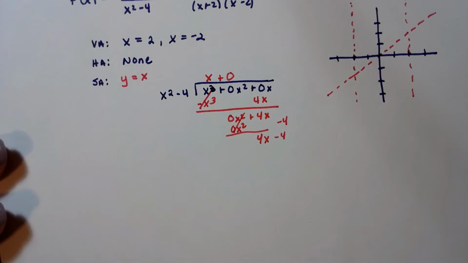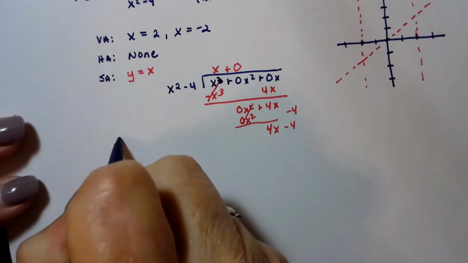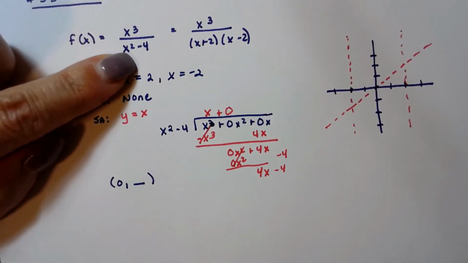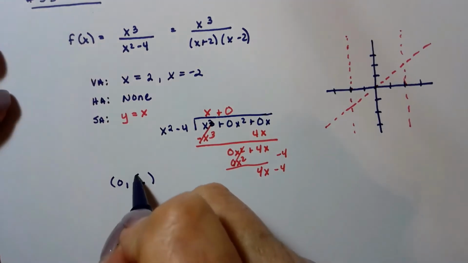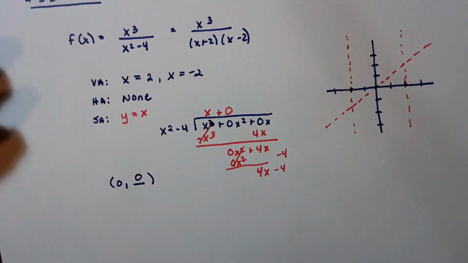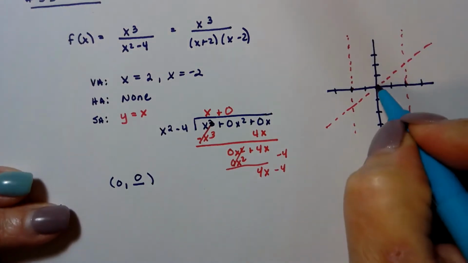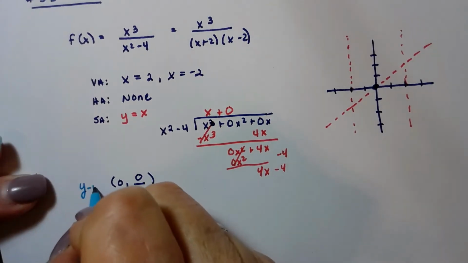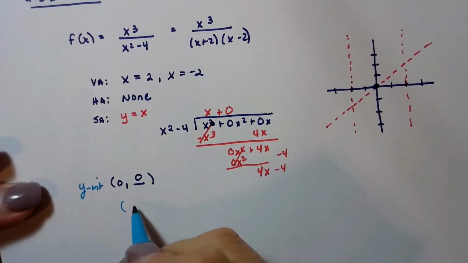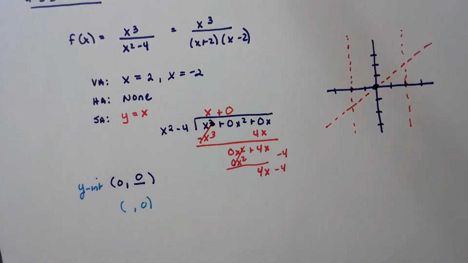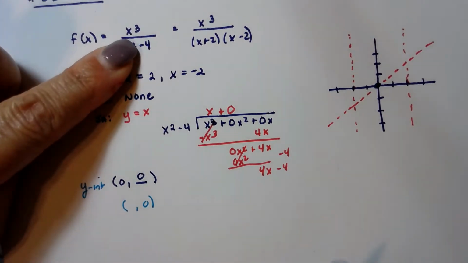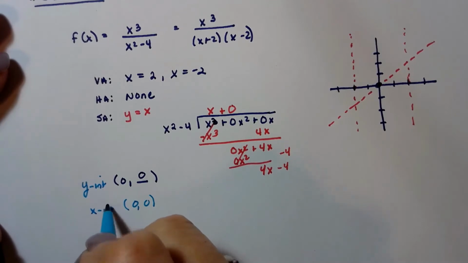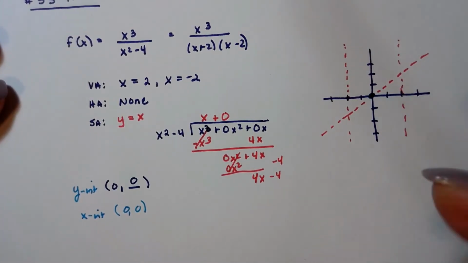Now I'm going to find my intercepts. When x is 0, what is y? Well, if I plug a 0 into my function, I have 0 divided by negative 4, which is 0. So I'm going to have an intercept, let me get another color here, at the point (0, 0). That's my y-intercept. For my x-intercept, I'm going to let y equal 0, or let the numerator equal 0. Well, x cubed equals 0 means that x is equal to 0. So the x- and y-intercepts are the same. It's the origin. Okay, so I plotted that right there.